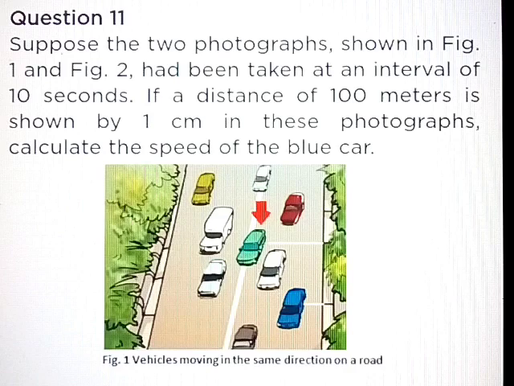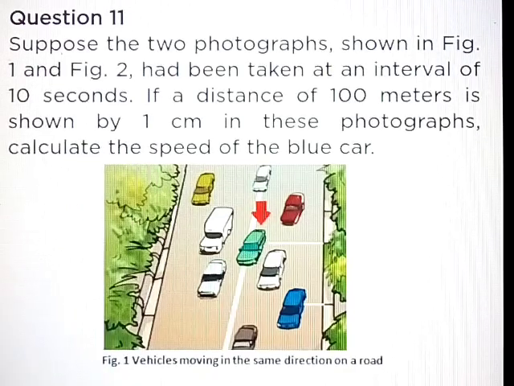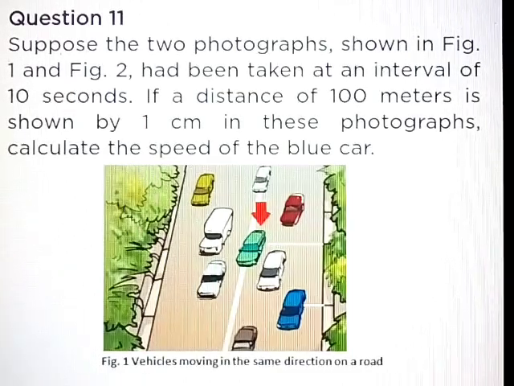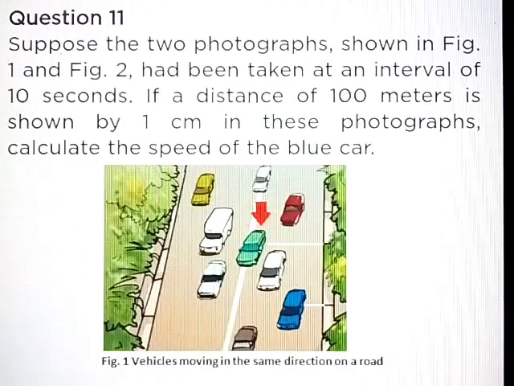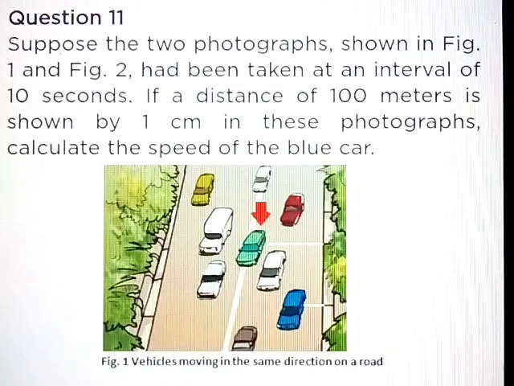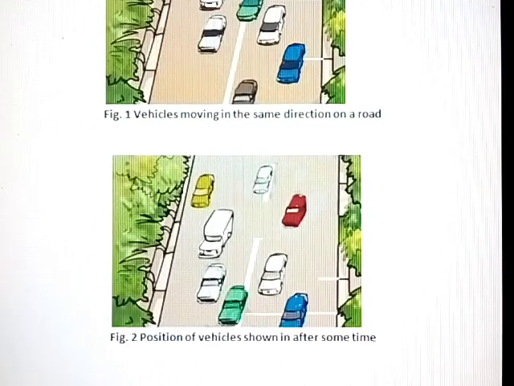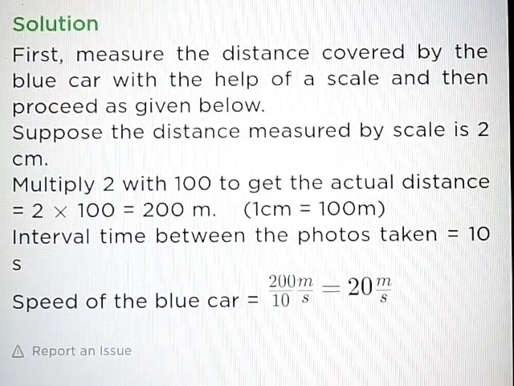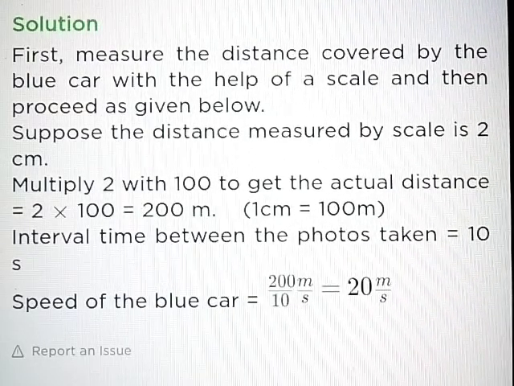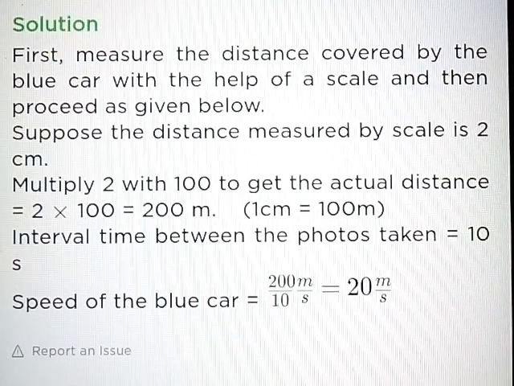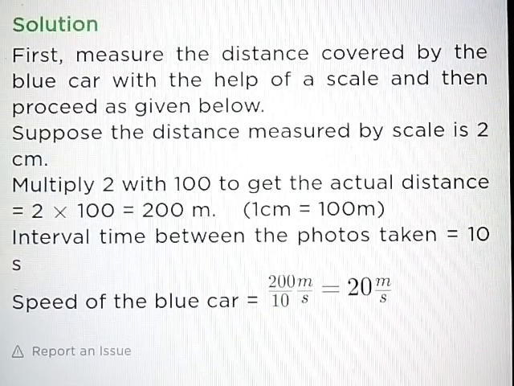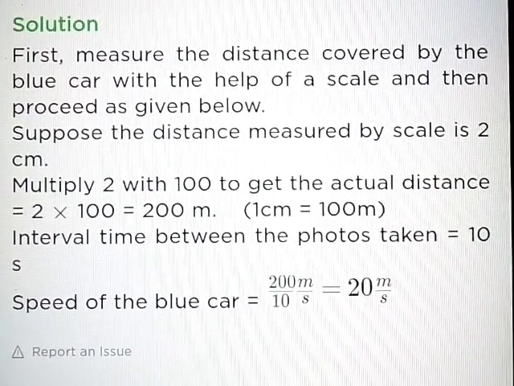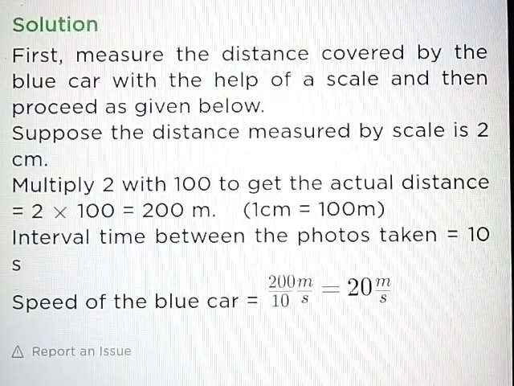Question number 11. Suppose the two photographs shown in the figure had been taken at the interval of 10 seconds. If a distance of 100 meters is shown by 1 centimeter in these photographs, calculate the speed of the car. Answer: first, measure the distance covered by the blue car with the help of a scale. Suppose the distance measured by scale is 2 cm. Multiply 2 with 100 and you will get 200 meter. Speed of the blue car is equal to 20 meter per second.